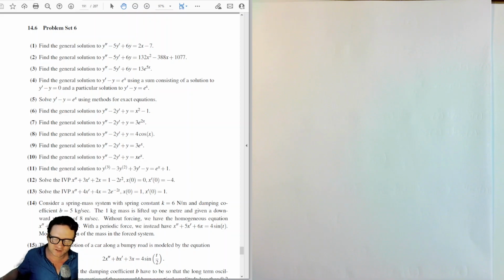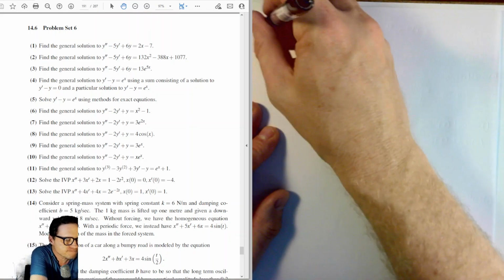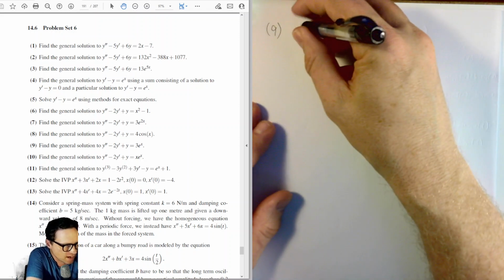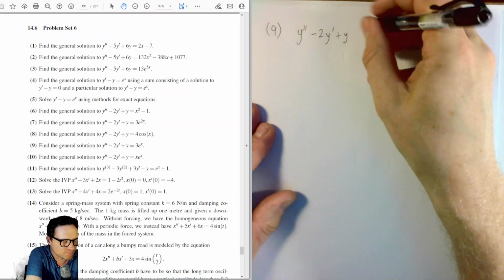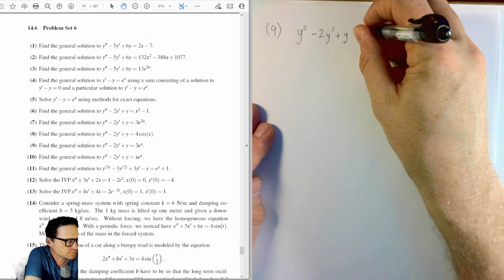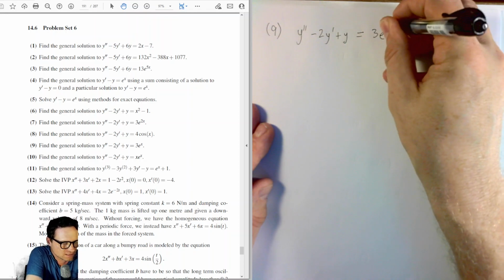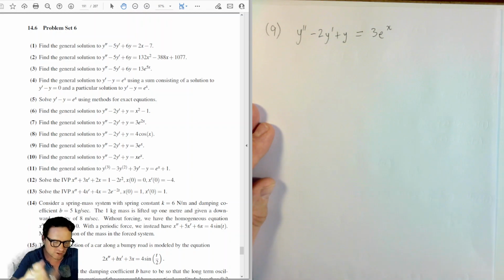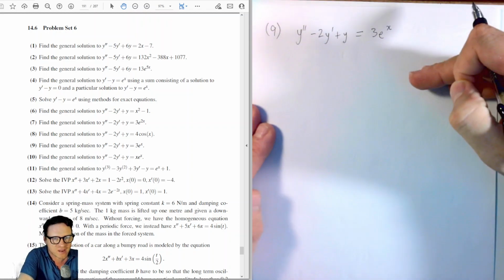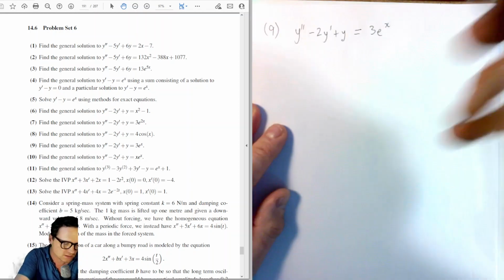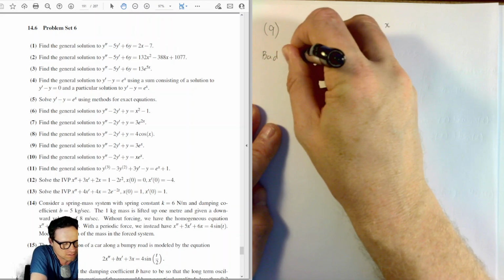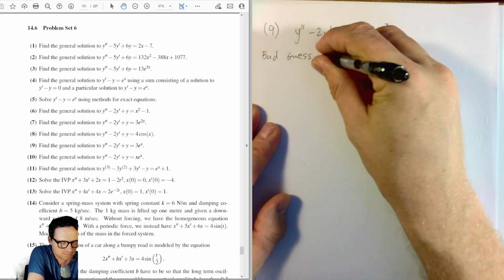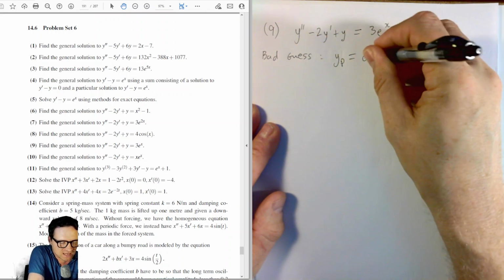Now, question 9 is a bit of a tricky one. So we're asked to find the general solution of y double dash minus 2y dash plus y equals 3e to the x. Okay, and so I'm going to lead you down an incorrect path first so you can see what's wrong with this. So let's label this a bad guess. It would be yp equals a e to the x.